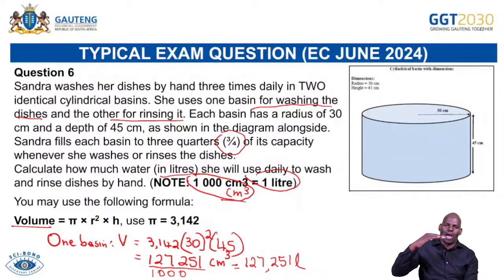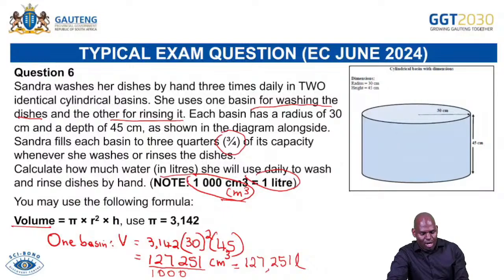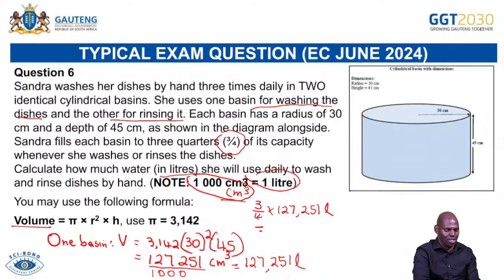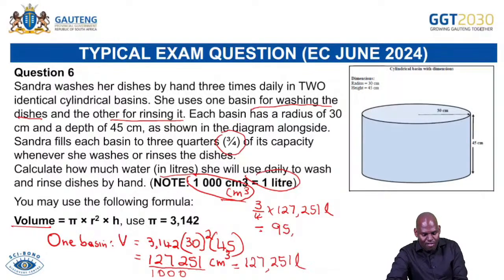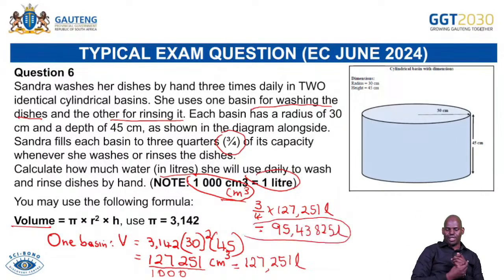So she doesn't fill it up to the highest level. She doesn't fill it up to the rim. So it means it's only 3/4. Now, if I calculate the 3/4, I'll say 3/4 multiplied by 127,251 liters. Remember, I'm not supposed to round off until I get to the final answer. So this one I'll say times 3 divided by 4. So this must be 127,251 times 3 divided by 4. I'm getting 95,43825 liters. So one basin will be 95,43825 liters for one basin.